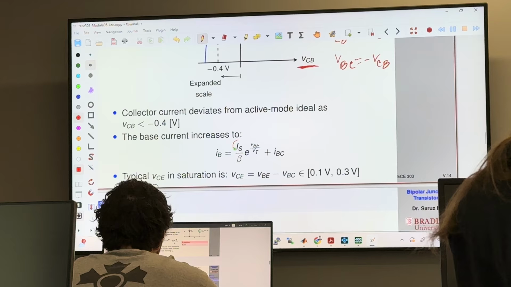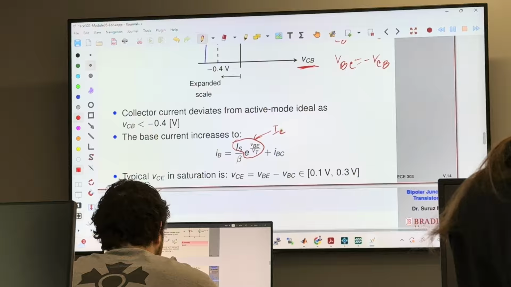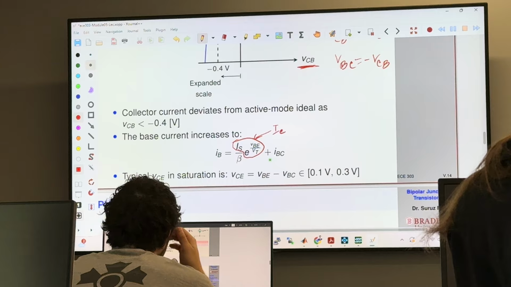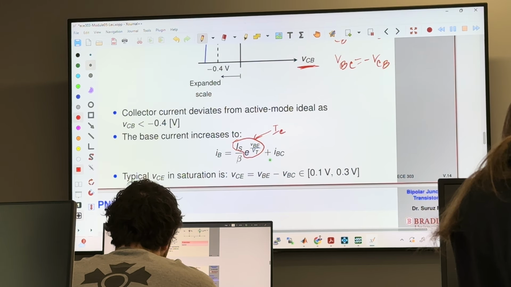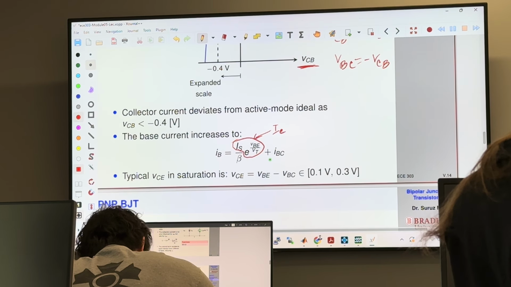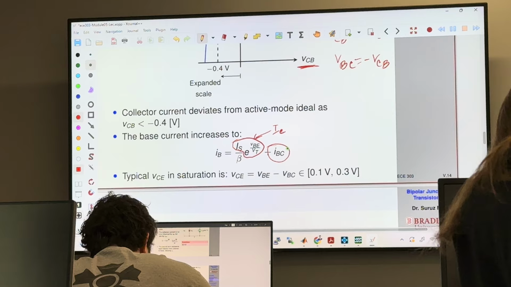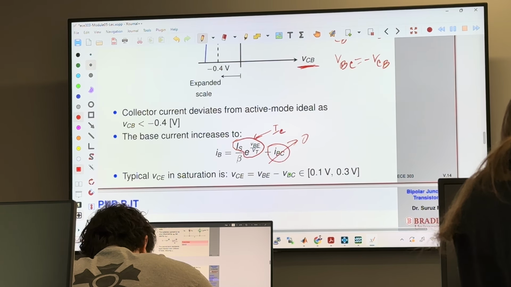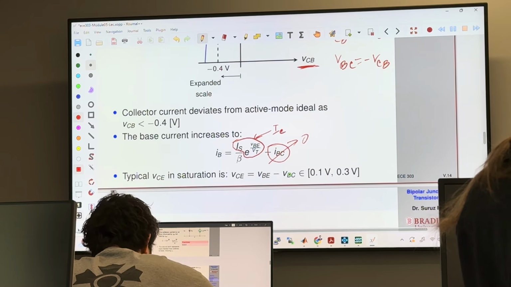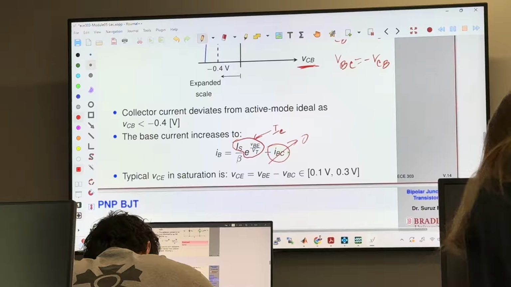So this is basically your IC collector current. You have basically scaled down the collector current as such, plus IBC, whatever current is going from base to collector. So as you can see, IB is IC over beta plus a small current. But in active mode, this part was zero, because in active mode, the base collector junction was reverse biased. So this part was zero in active mode.